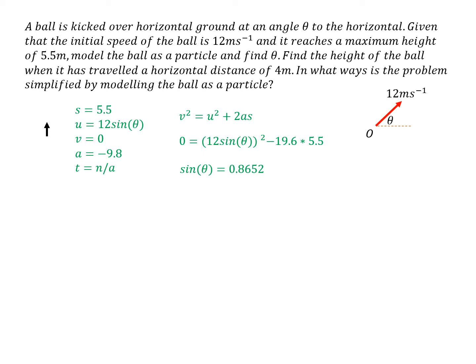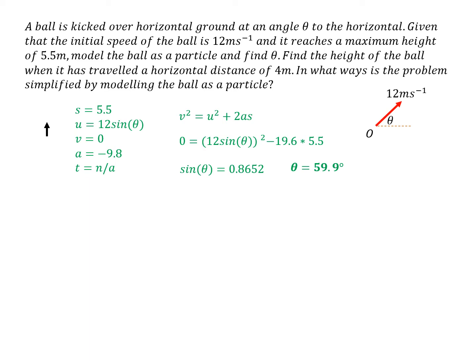Now, I suppose I should just for a moment think that, well, when we take the square root, we should be thinking about positive or negative. But if we were interested in the negative sine theta, that would give us a negative theta as well, which would mean we'd be kicking the ball into the ground, which is impossible. So that's why I'm only considering the positive value of sine theta here. So that gives me a theta of just under 60 degrees.